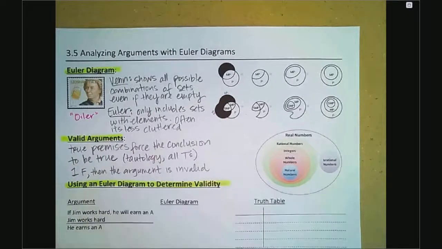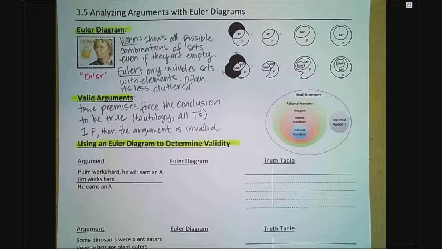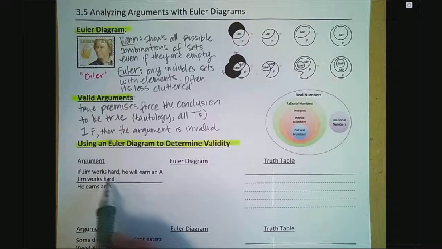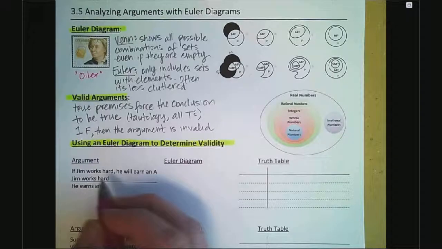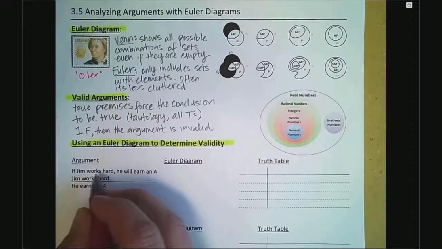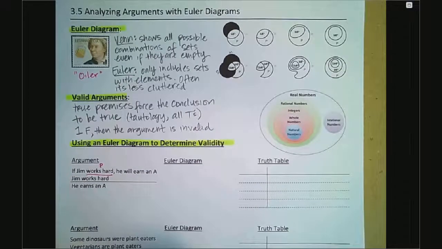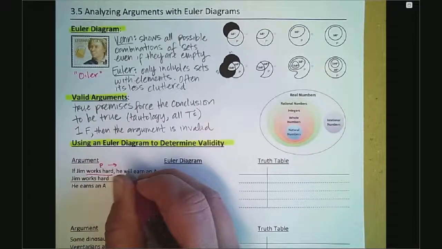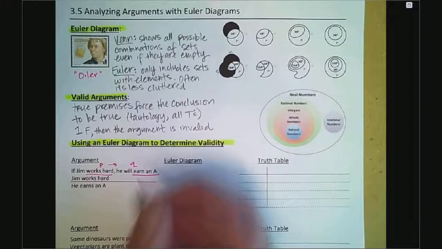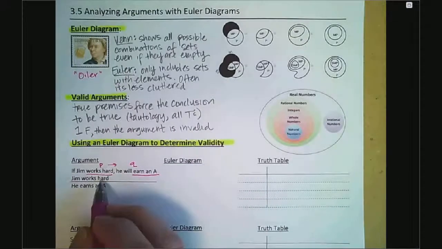So here's my argument. If Jim works hard, he will earn an A. Jim works hard. We're going to read this line as therefore, he earns an A. So looking for my P's and Q's. Working hard, we're going to call that P. I have an if-then statement: if Jim works hard, then he will earn an A. We're going to call it Q. Jim works hard, that's going to be the conclusion. He earns an A, that would be Q.